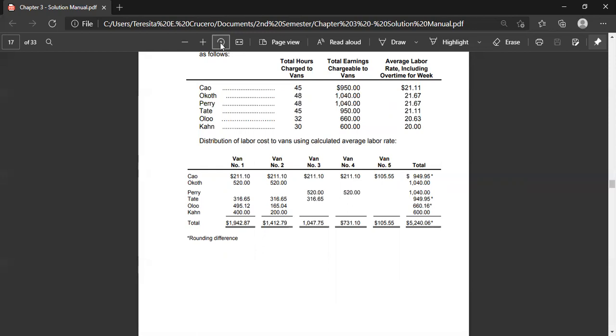So the total is 949.95. Actually, total earnings chargeable is 950. There's a rounding off discrepancy of 5 cents, which you may also get rid of by distributing this to each van number. Now for Ocos, you get 1,040. Again, we use the number of hours distributed multiplied by the hourly rate. So we now have number 4.